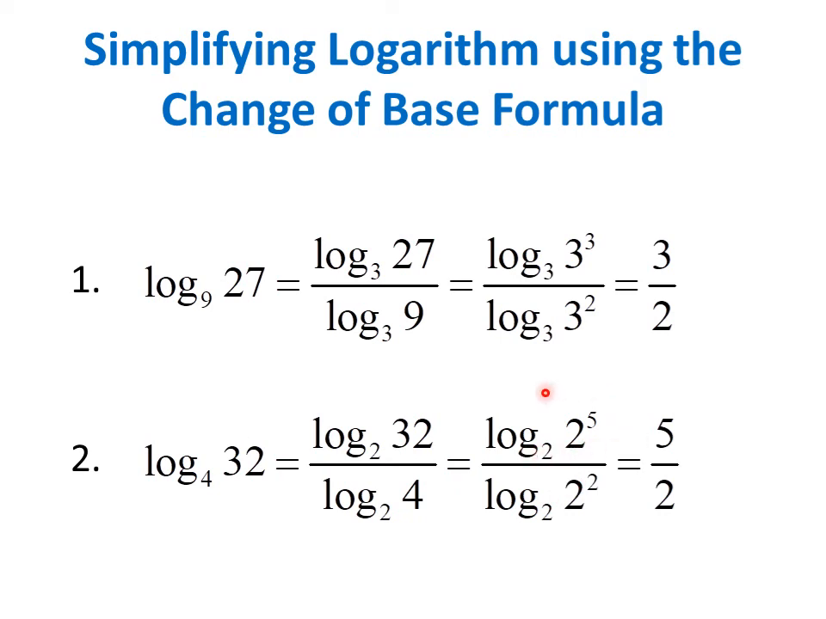Let's evaluate each logarithm. To what exponent do we raise the base 2 to get 2 to the 5? We have the exponent 5. To what exponent do we raise the base 2 to get 2 squared? That is the exponent 2. So, the answer is 5 halves.